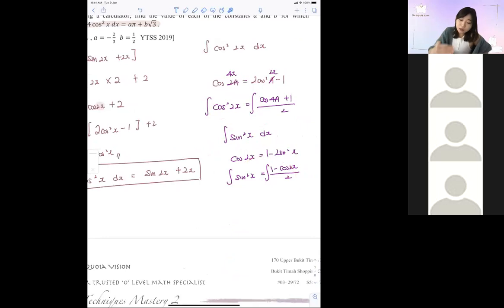So I went through cosine square and sine square. How about integrating tangent square? I can't use the cosine double angle formula or sine double angle formula to integrate tangent square, right? So how if I got tangent square? Dylan, if it's tangent square, how? Oh, you make it secant square minus 1. Yes. You know that secant square is tangent square plus 1. So tangent square, I bring down here.